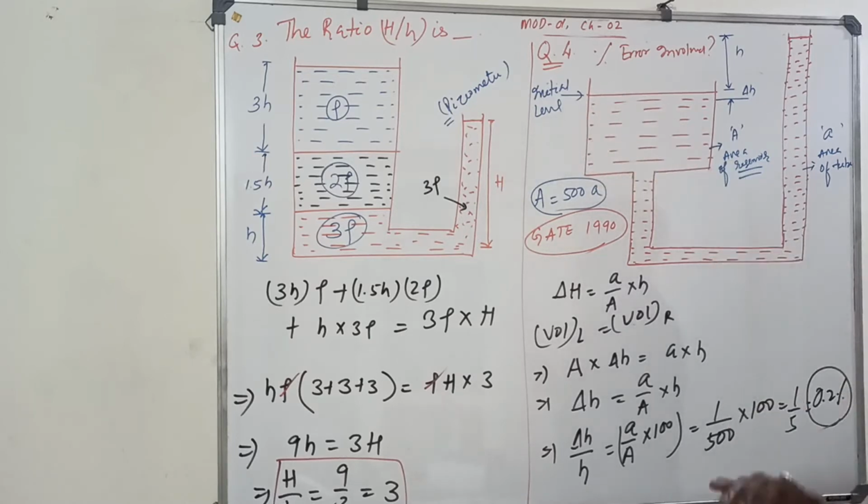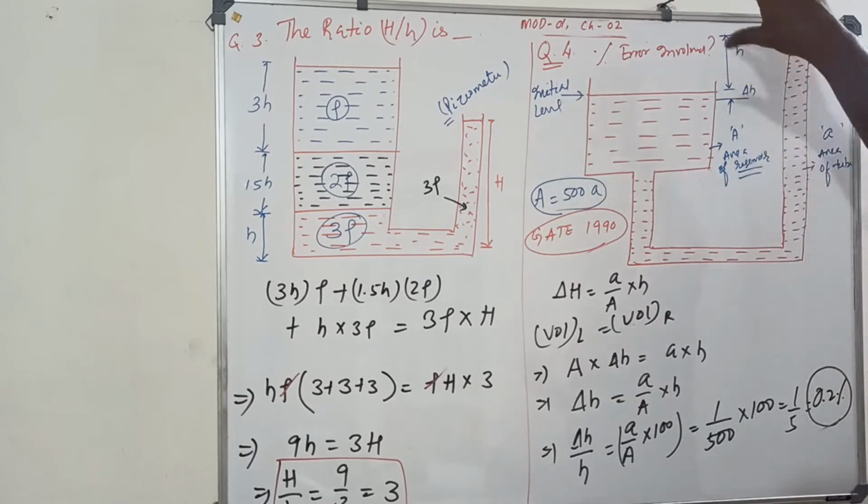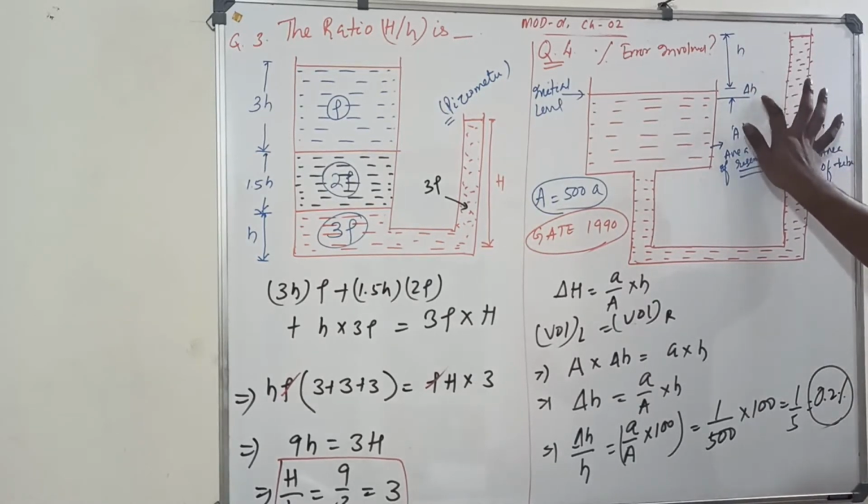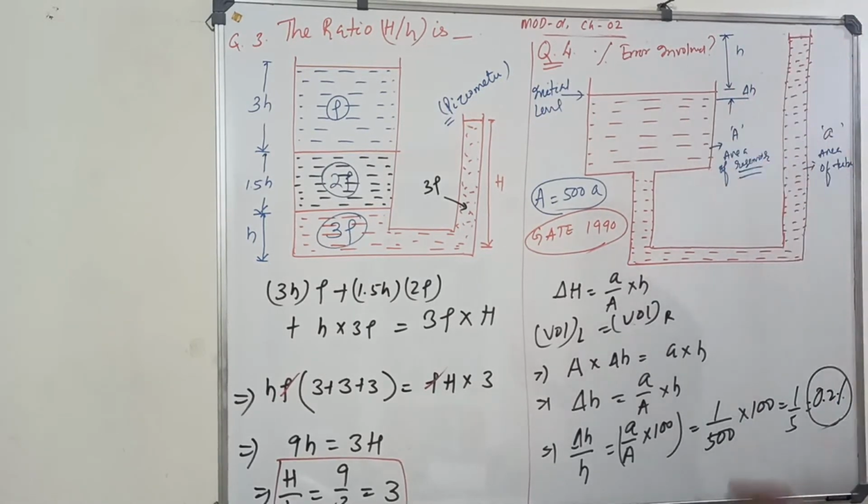Then only it would have given you the correct answer, because you are adding. There is some mistake they have done here, delta S to H. So that's why they are asking what is the percentage error. By accumulating this formula, the percentage error you found is 0.2%. That is the answer. That's it.